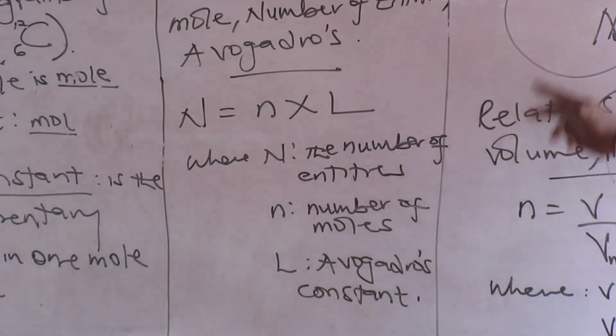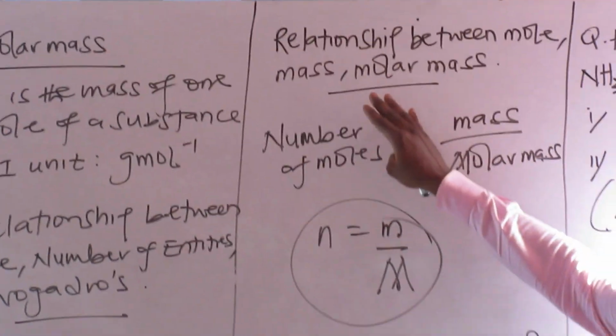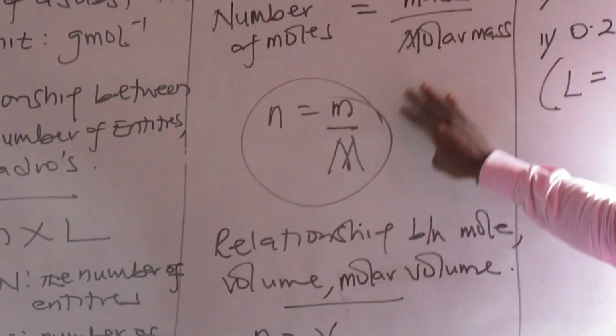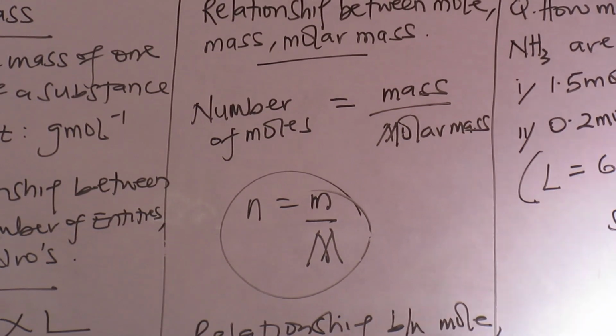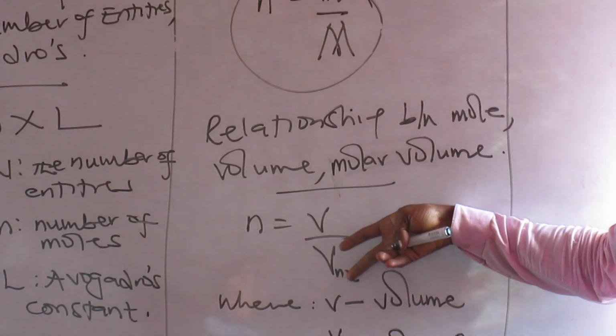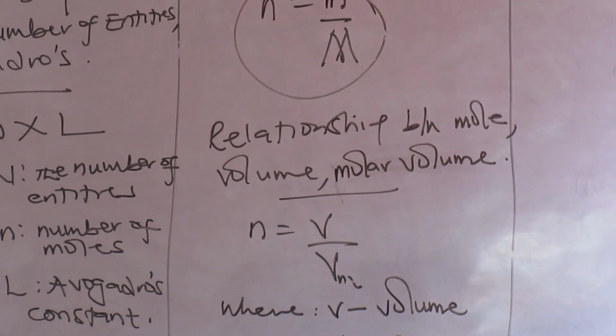Now, Avogadro's constant. Relationship between mole, mass and molar mass: the number of moles or amount of substance is given by the mass divided by the molar mass. Relationship between mole, volume and molar volume: there is volume, there is molar volume. That is it. Application.